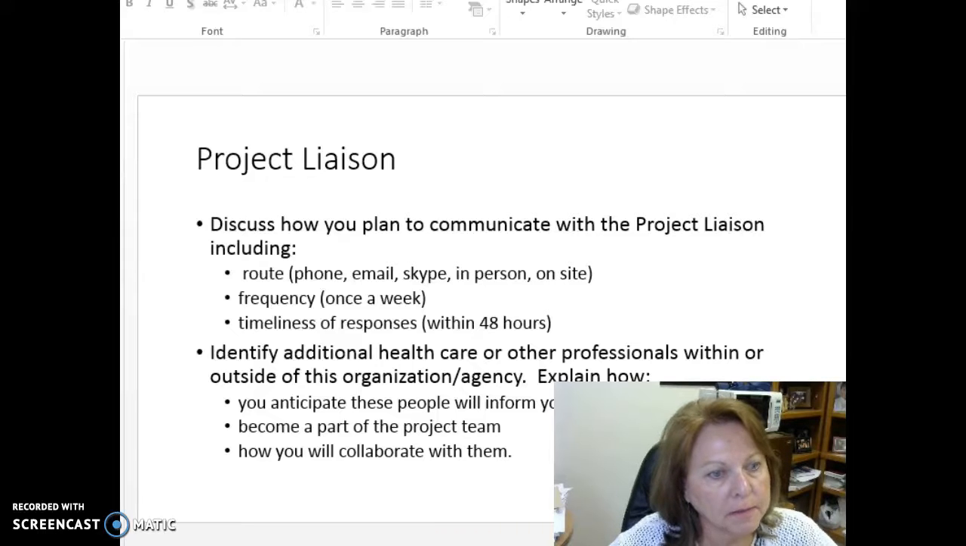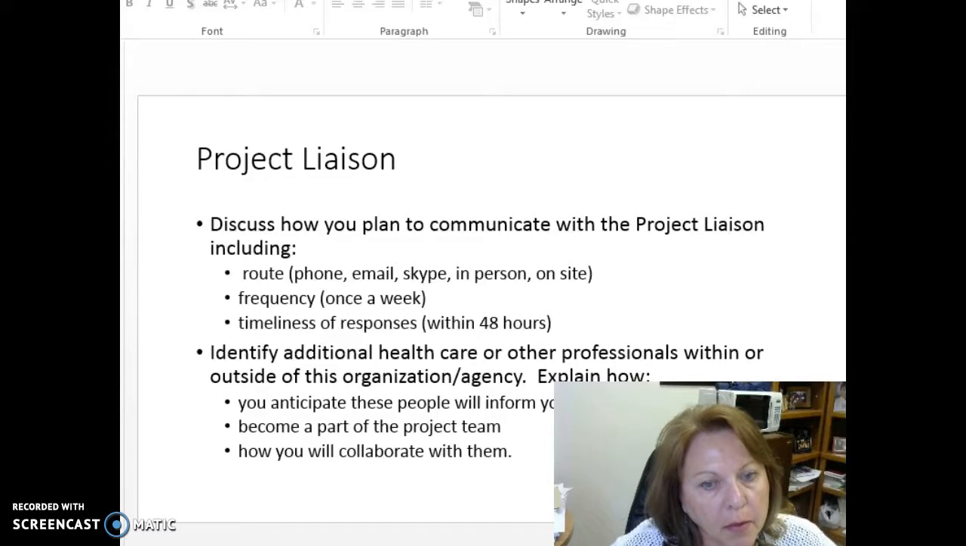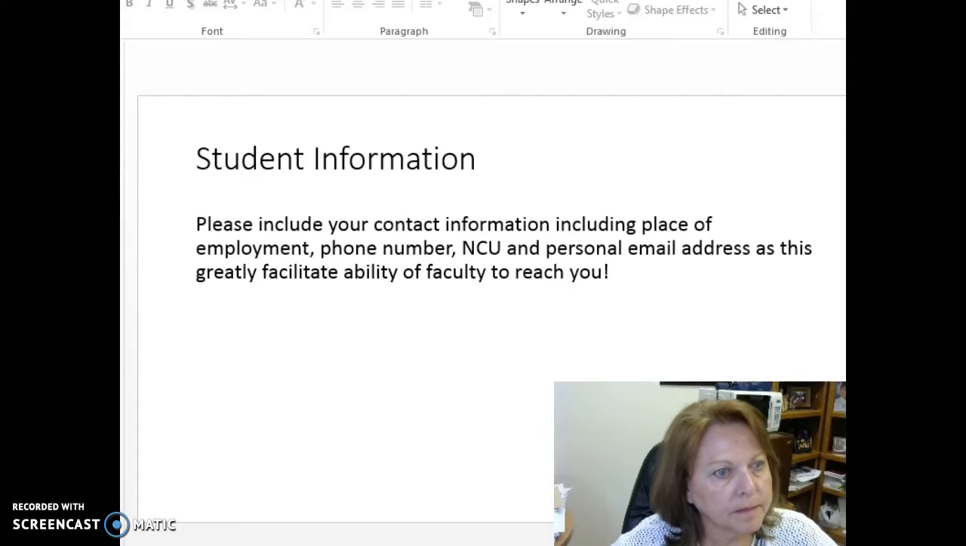And then I'd like you to think about other people who can inform your project. They may be within or outside the agency. It may be IT people, it may be dietary, it may be a committee, it may be another person with an expertise on some aspect of your project. So think about these people and how you'll collaborate with them and what they will add to your project.